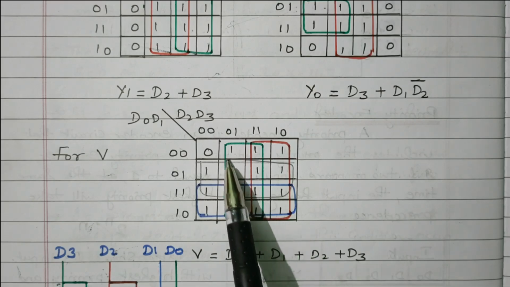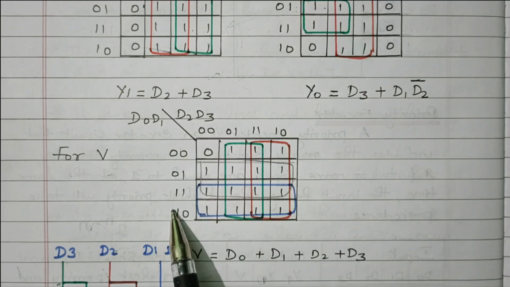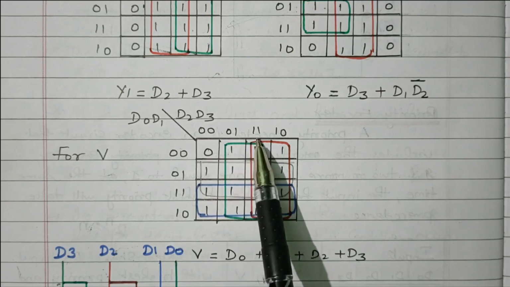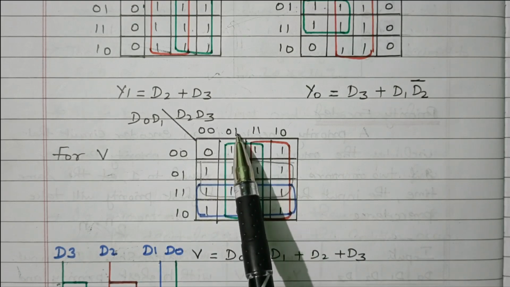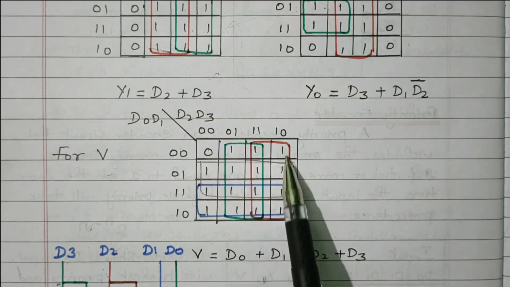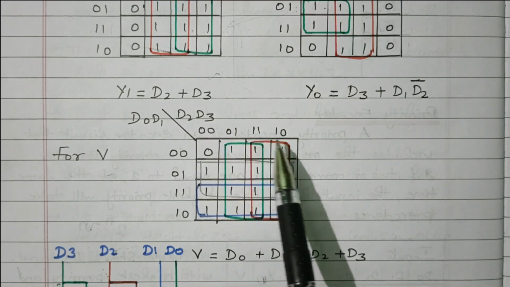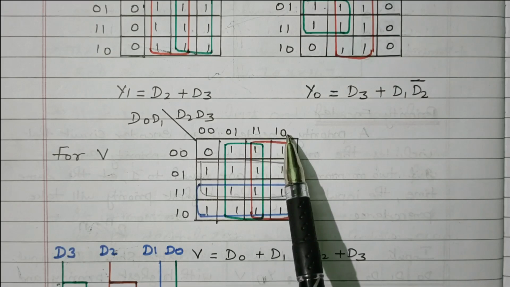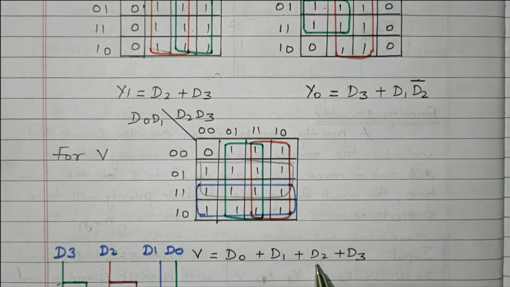We will verify one by one. First we will take the green color. This green color means corresponding rows are cancelled. Only you have to refer second column and third column. 0, 1, 1, 1. This 0 and 1 will be cancelled. This 1 will be there. This 1 means D3. Now this red color. All rows will be cancelled. You have to refer third column and fourth column. 1, 1, 1, 0. So this 1 and 0 will be cancelled. Only this 1 is there. This 1 means D2.